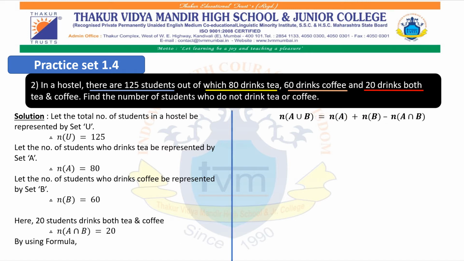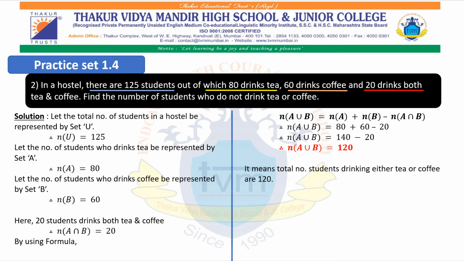By using the formula, n(A union B) = n(A) + n(B) - n(A intersection B). After substituting the values, we get the value of A union B, that is 120. It means we got the number of students who are drinking tea or coffee, which is 120. So the total number of students drinking either tea or coffee is 120.